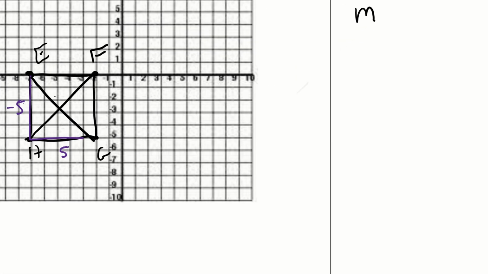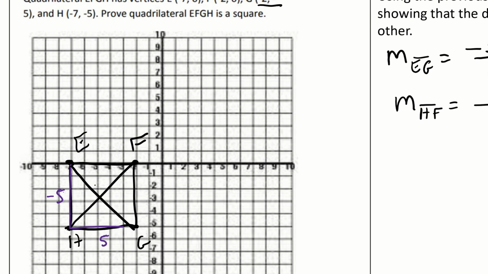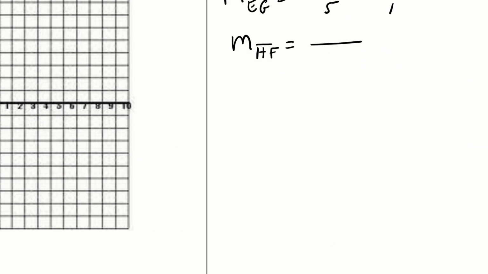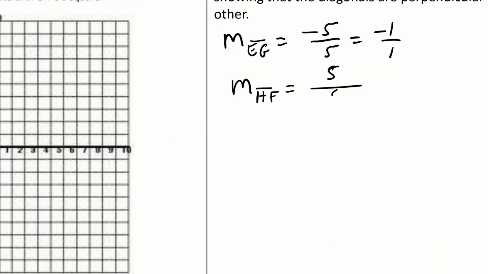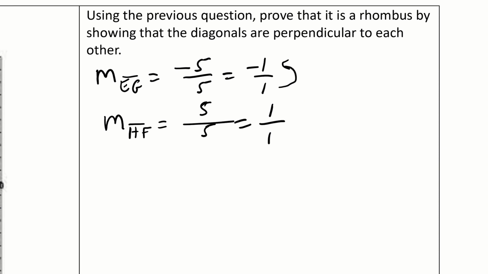Now we're going to do the slope for HF. Again, let me do this in red. So rise 5 and run 5. So we get 5 over 5, which is 1 over 1. Notice that these are perpendicular because they are opposite reciprocals. If I flip that, I get the second fraction, and they're also opposite signs. So EG is perpendicular to HF. Therefore, there's a 90-degree angle.